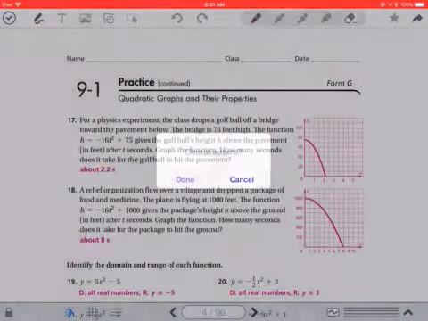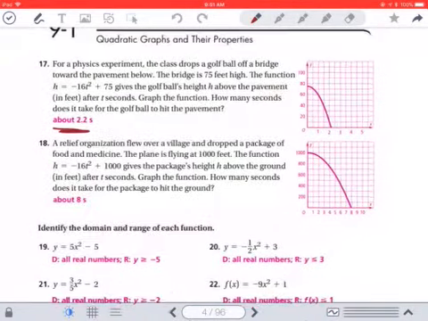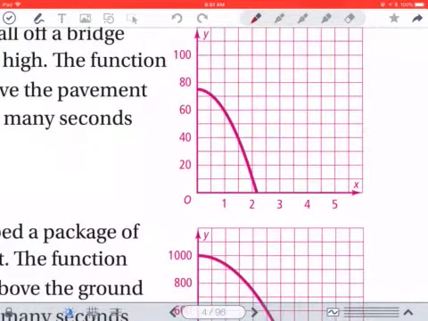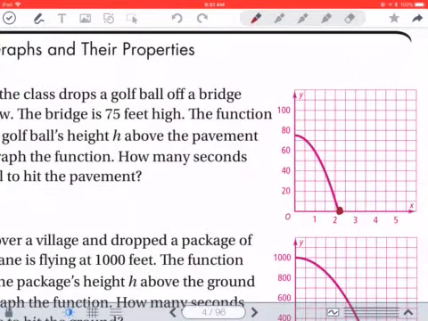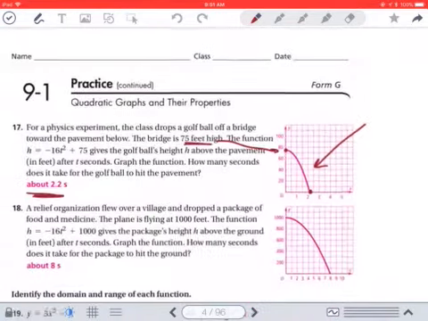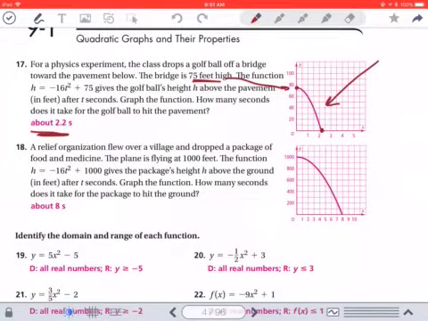Number 17. It's going to take about 2.2 seconds for this golf ball to hit the pavement. And if I were to graph this, it would be 2.2 is when it hits the ground, and 75 feet is where it starts. So this is the 75 feet. This graph right here has nothing to do with the trajectory of this golf ball. It just has to do with time and height. So don't get those two mixed up.